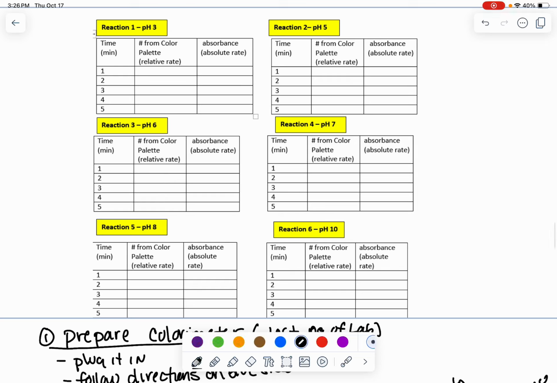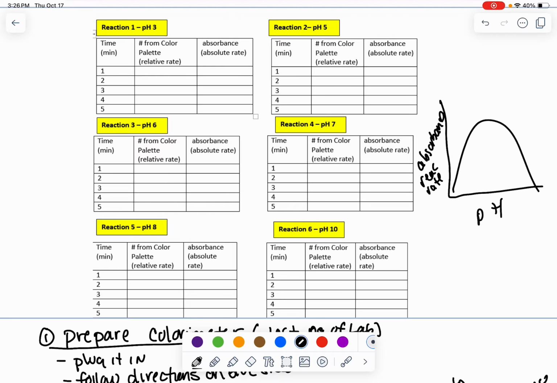And what do we think this graph is supposed to look like? If this time I graph pH versus absorbance, which, remember, the absorbance is telling me the reaction rate, it should look like that, right? Because that's what we just learned in class.